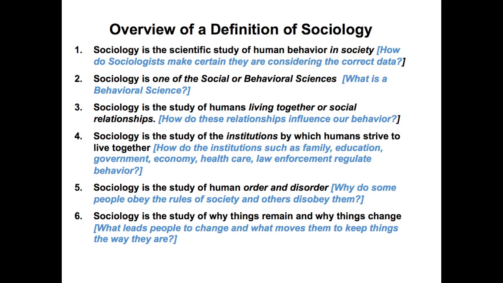It's an interesting question. Sociology is the study of institutions such as family, education, government, police force, law enforcement, all of this. How do these institutions regulate behavior? The next thing it studies is order and disorder. Why do people obey the rules of societies? Why do things keep going smoothly, even though some people don't want to obey all the rules? And finally, why do things stay the same and why do things change? This is the material of sociology.